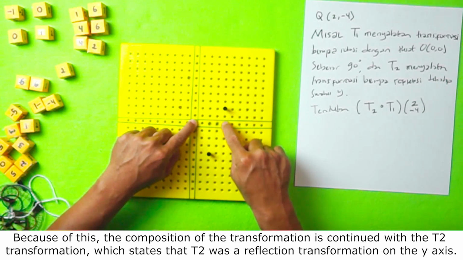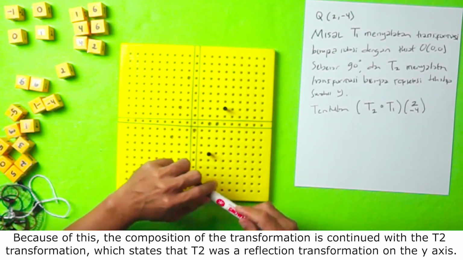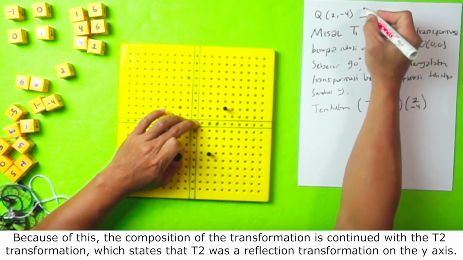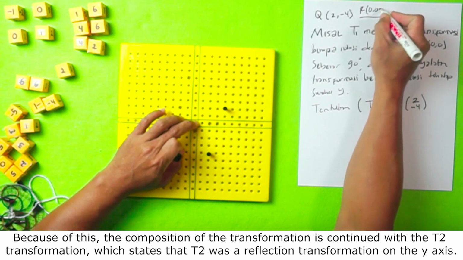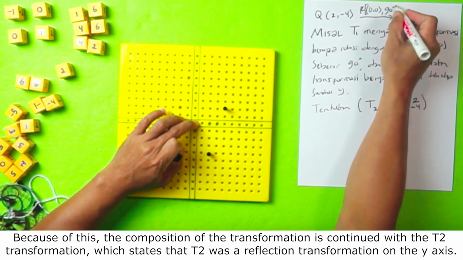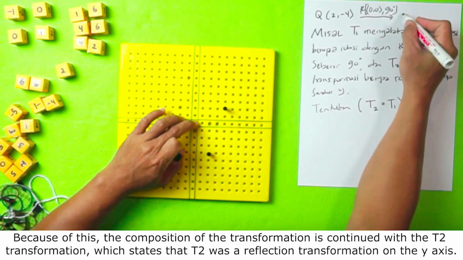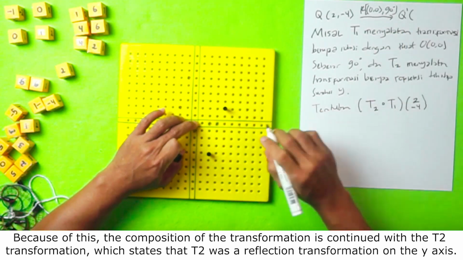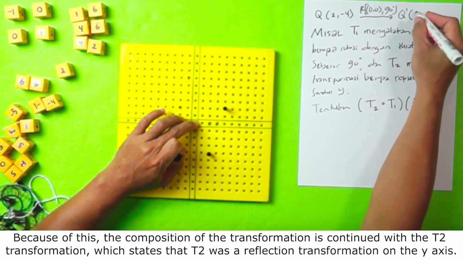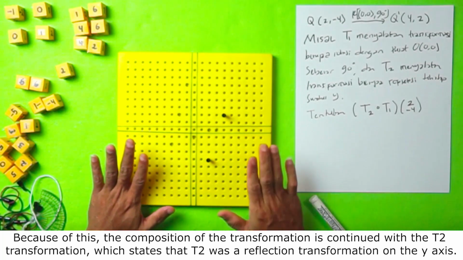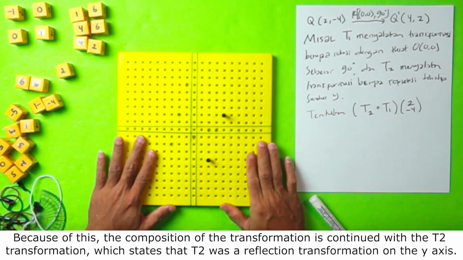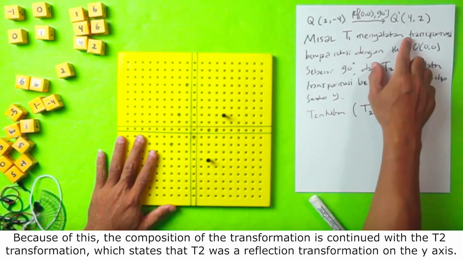Because of this, the composition of the transformation is continued with the T2 transformation, which states that T2 was a reflection transformation on the y-axis. Baik, kita sudah mendapatkan Q aksen dari hasil rotasi 2,-4 dengan pusat 0,0 sebesar 90 derajat yaitu Q aksen 4,2.